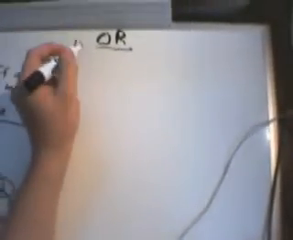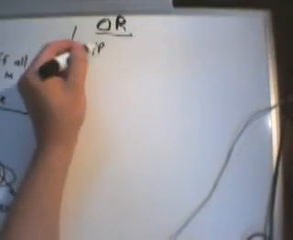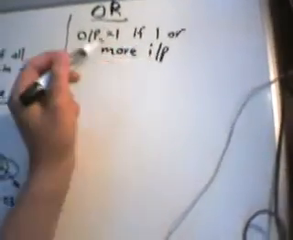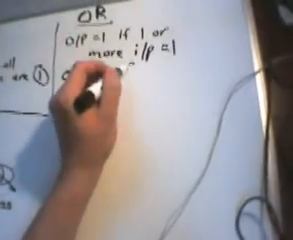Or. Now, for or, the output will equal 1 if 1 or more inputs equal 1. The output for the OR operator is 0 if and only if all inputs equal 0.